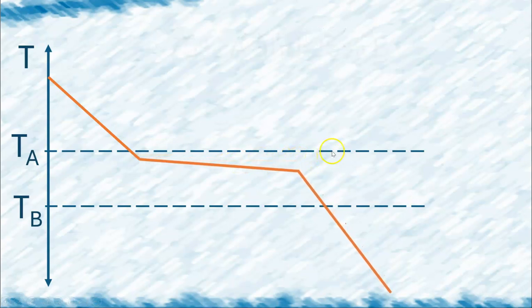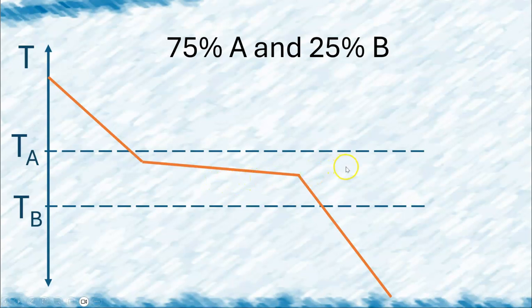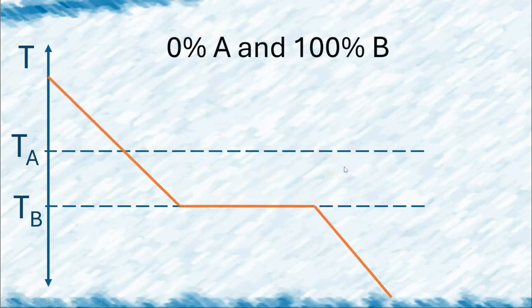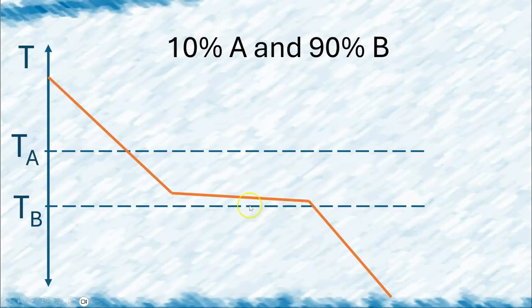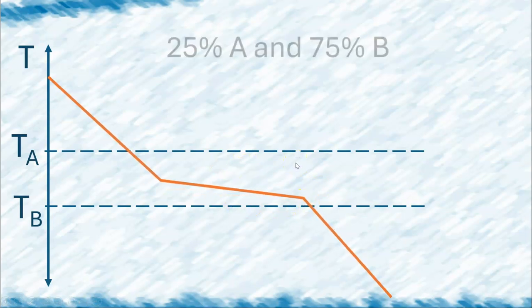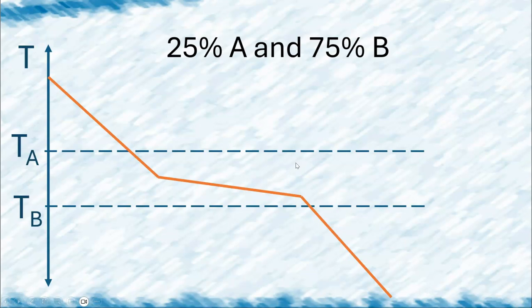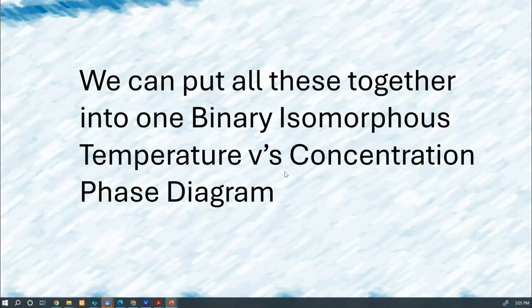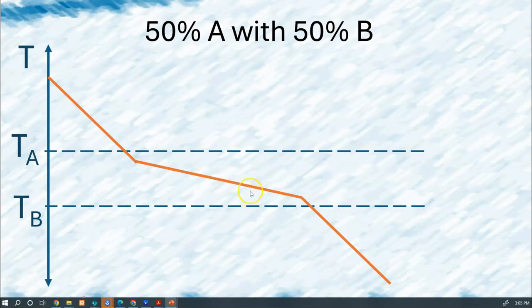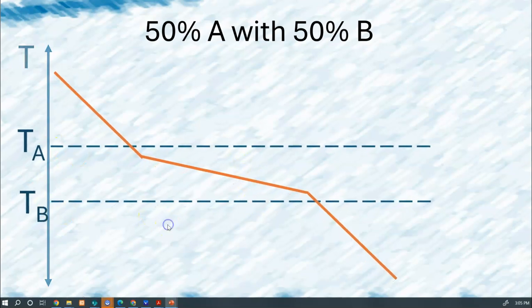If I add a little bit more B to the mix, I'm just going to drag that down a bit further. And if I had 100% B, no A at all, we have the cooling curve for B. If I had a little bit of A in there, it's going to pull that up. If I had a little bit more A, it's going to pull it a bit further. Now we can put all this information together into what we call a binary isomorphous phase diagram, a temperature versus concentration phase diagram. So there's our 50-50. Here's our temperatures.